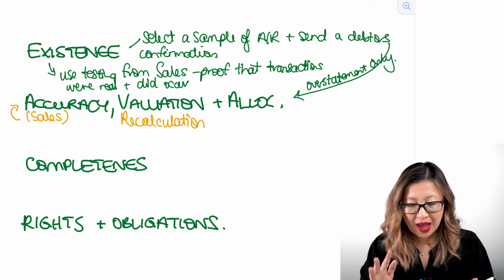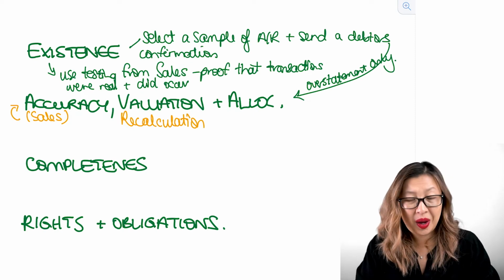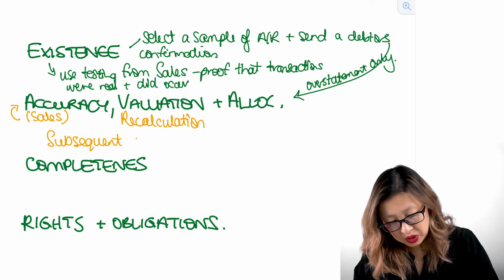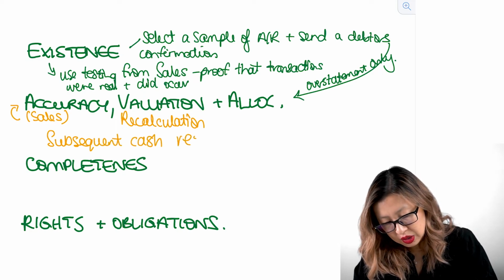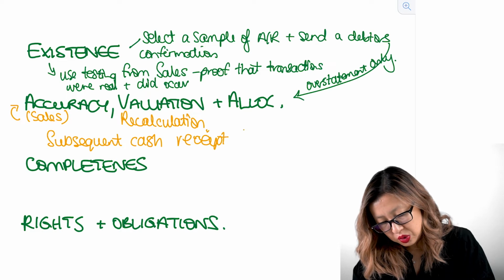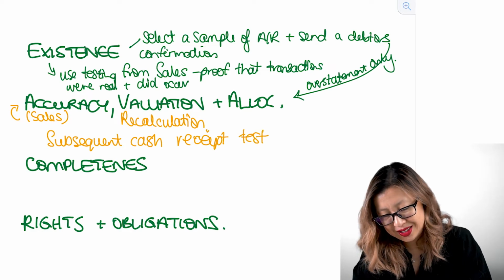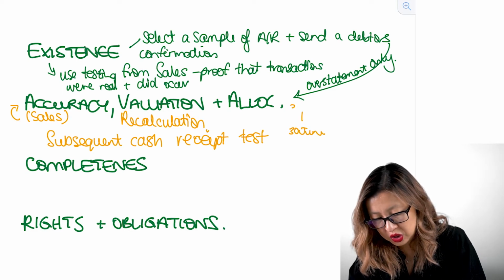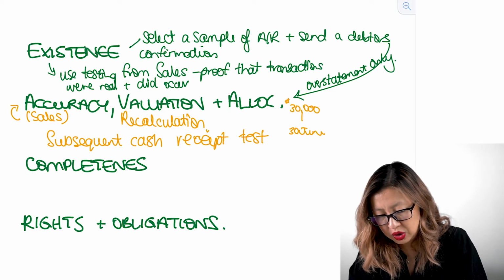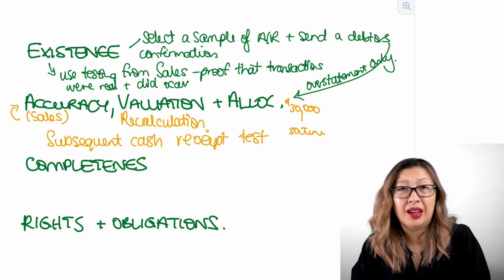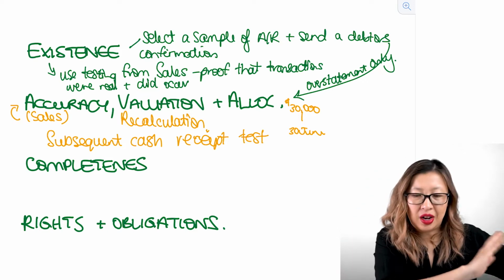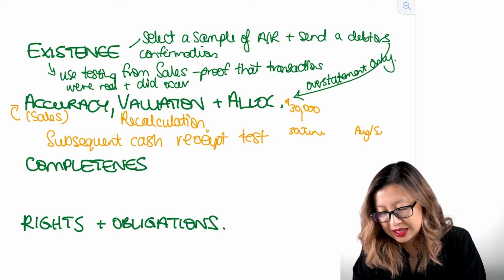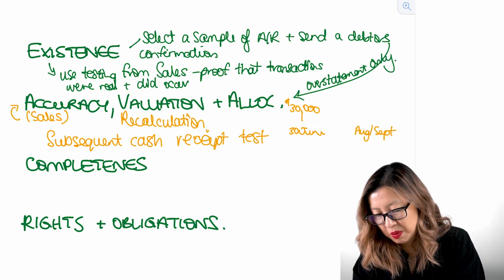Now, another way that we can test the valuation of accounts receivable is by looking at a subsequent cash receipt test. And that means, let's say here at the 30th of June, which is our year end, the customer owed 30,000. Okay, and rather than go back and try and prove a whole lot of other things by doing a lot of calculations, let's say I look in August or September.